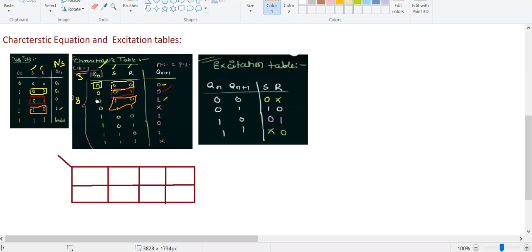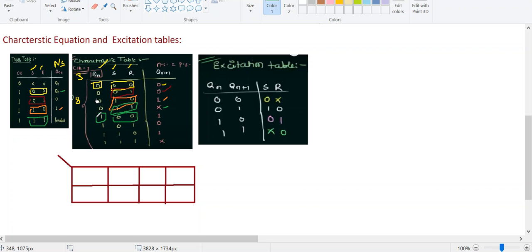In the next case, my input is 1 and 1, so S and R are both 1. What am I getting here? The output is invalid. Invalid means it is don't care for my output, so I represented don't care as my output here. Now, in a similar way, if we go over the remaining four cases, again the 0 0 case gives Qn as the output. What is your Qn here? You can check it out.